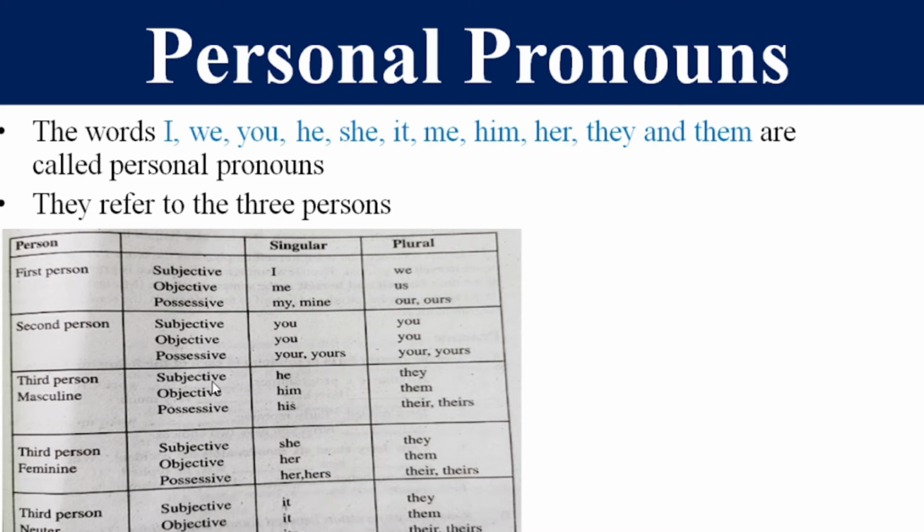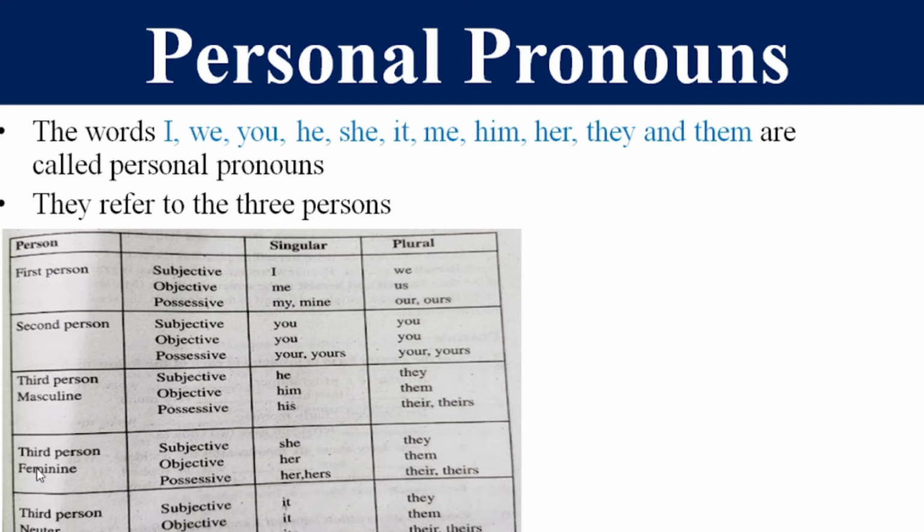There is no change. But it is very interesting in the third person, masculine, feminine and neutral. So there are some changes. Now look at, in the place of subjective, he, in the plural form they. In objective, him, in plural form them. In possessive, his, in plural form their and theirs.